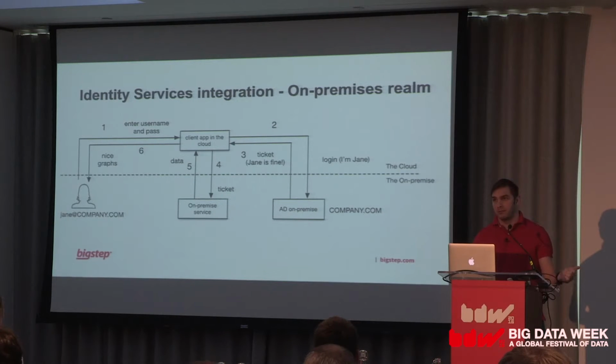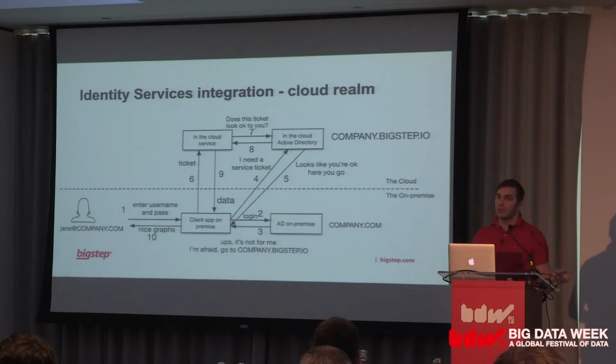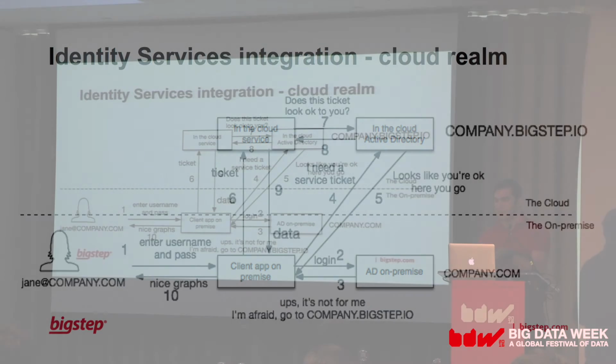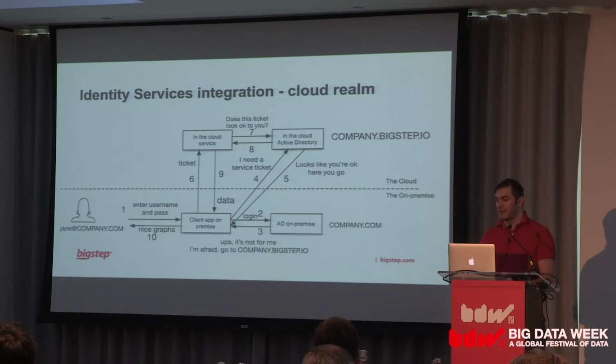It's not optimal because there's a lot of traffic going on between your applications and the identity services. So a better way of doing that is running a sort of mini AD in the cloud and having a trust relationship between that AD and the AD that's on-premise. And you can actually build this pretty easily. It's not that complicated. I won't get into the details of what it's actually doing there. That's a talk for another time.